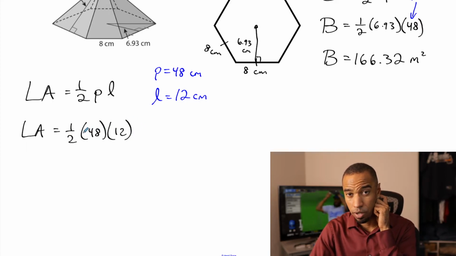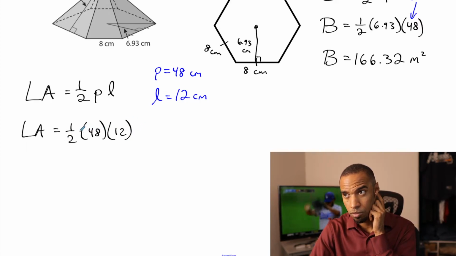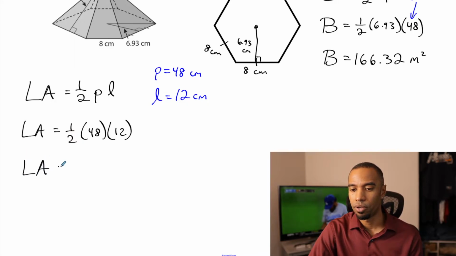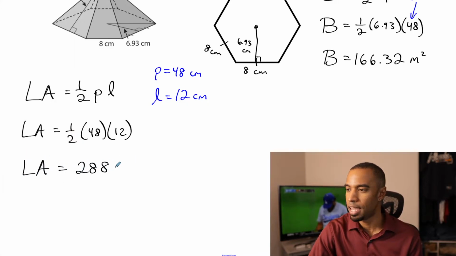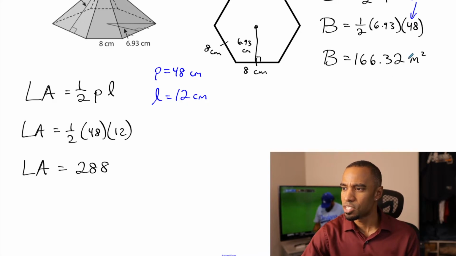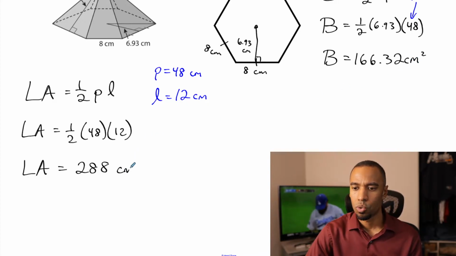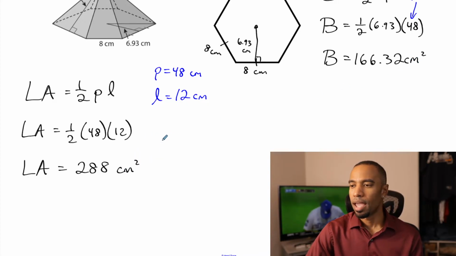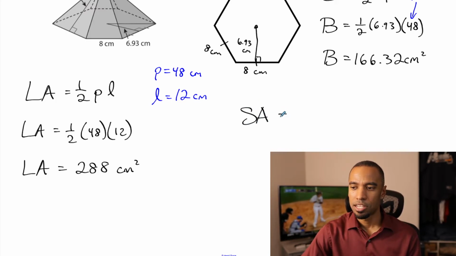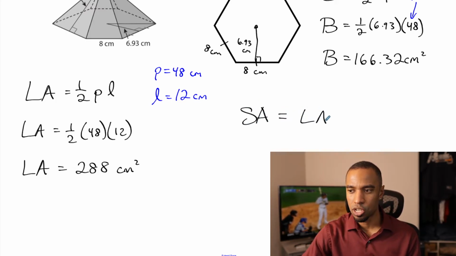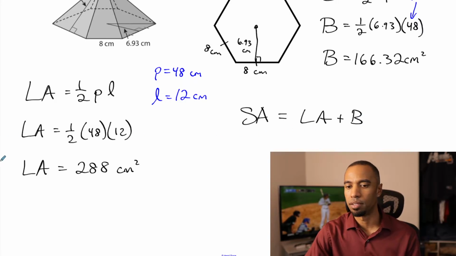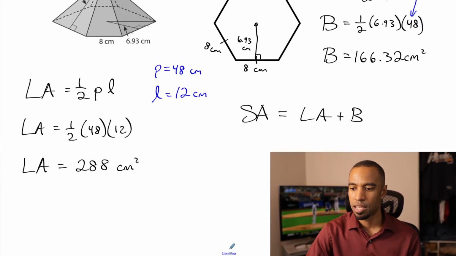Half of 48, again, is 24. 24 times 12 is double 12 times 12, which is 288. So the lateral area is 288 square centimeters. Square centimeters, like that. And the surface area, it's not LA plus 2B, it's just LA plus B, one base, right? Only a single base in pyramids.